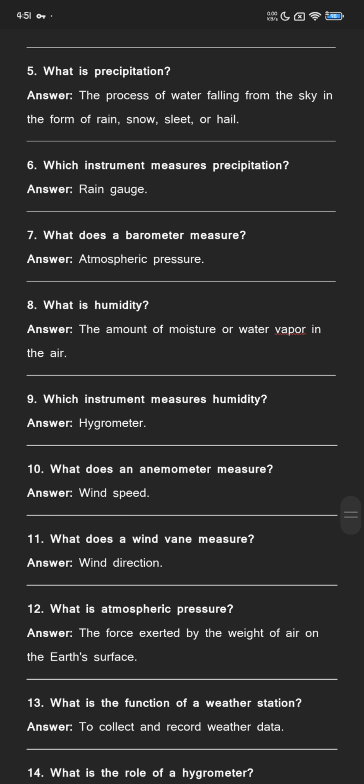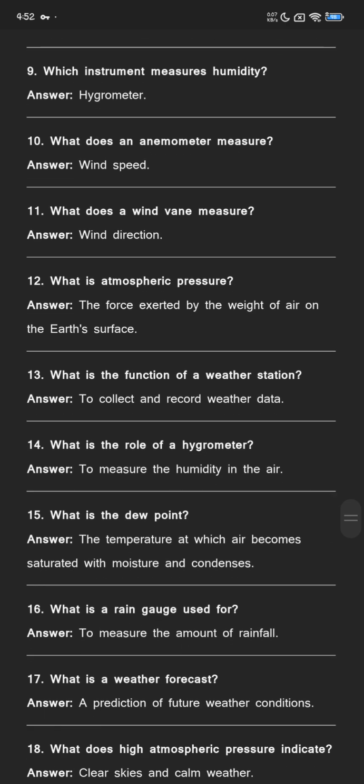What is humidity? The amount of moisture or water vapor in the air. Which instrument measures humidity? Hygrometer. What does an anemometer measure? Wind speed. What does a wind vane measure? Wind direction. What is atmospheric pressure? The force exerted by the weight of air on the Earth's surface.